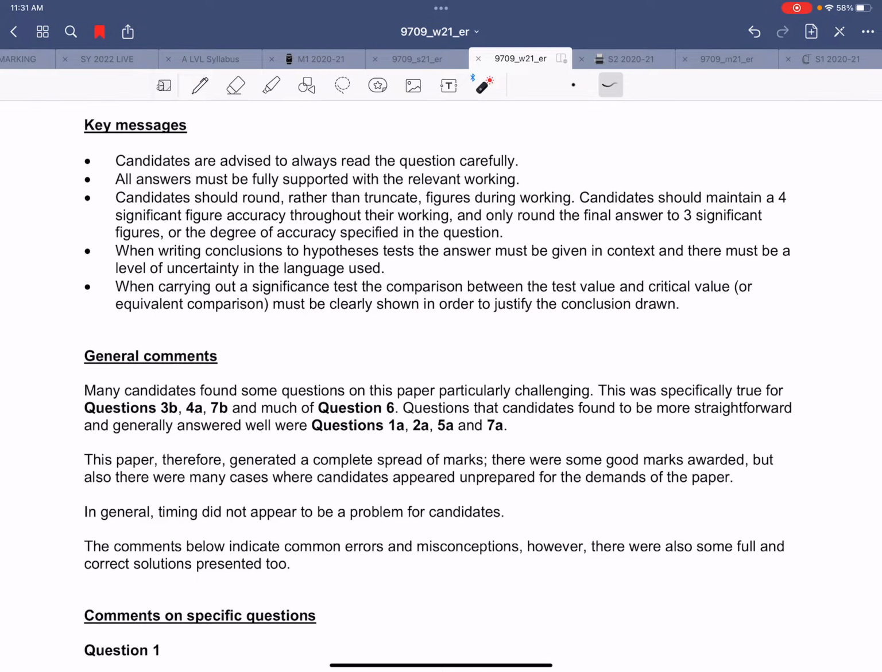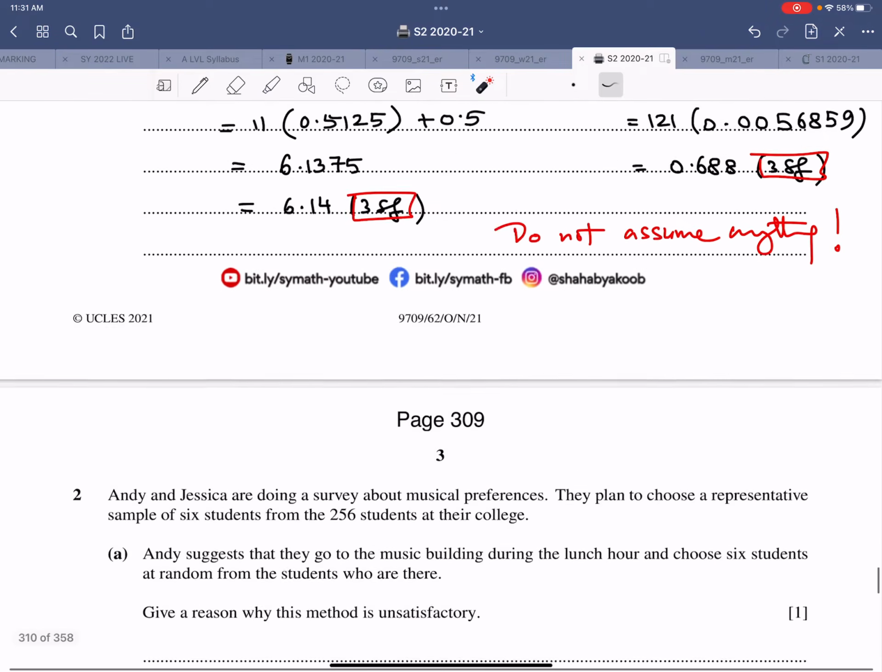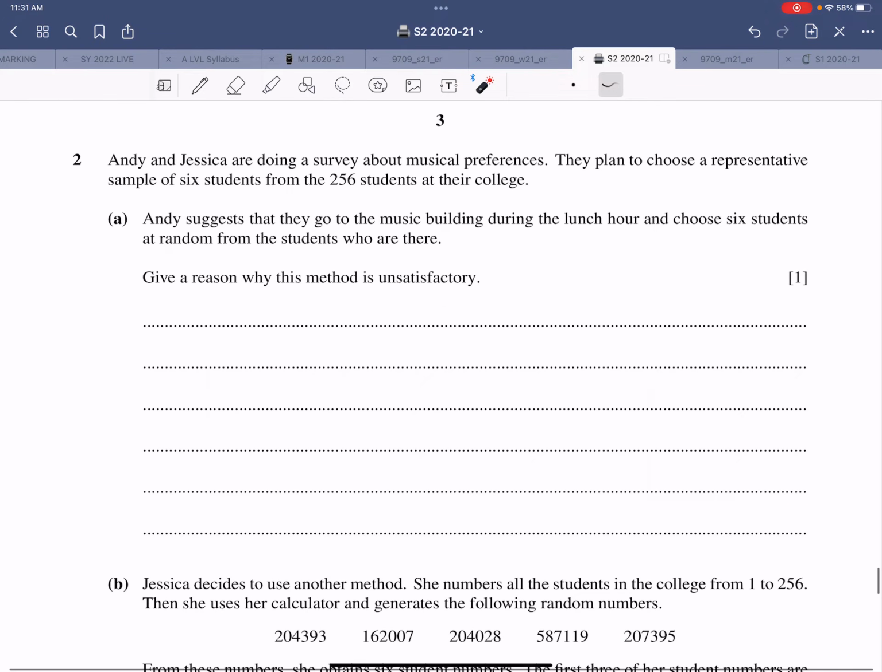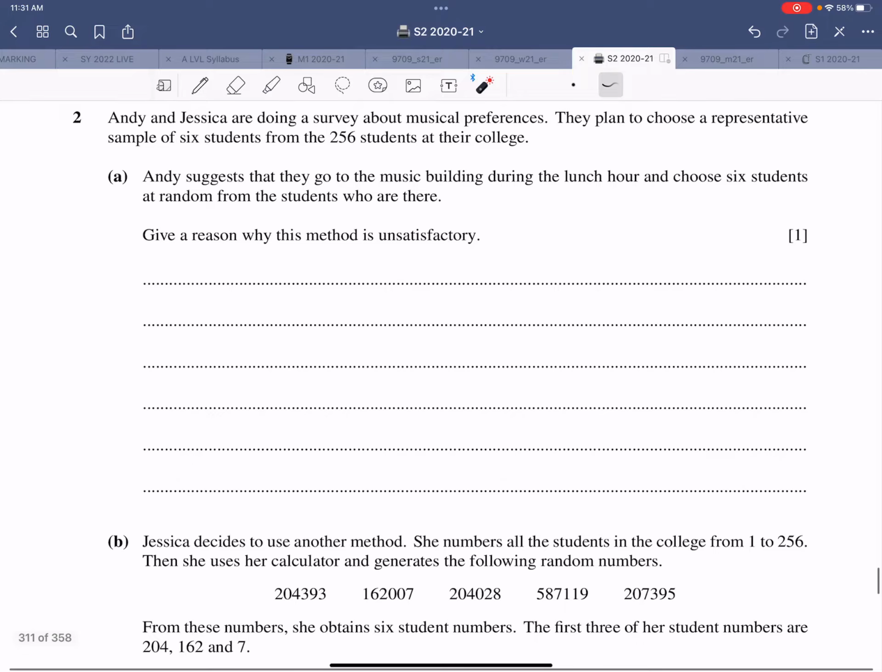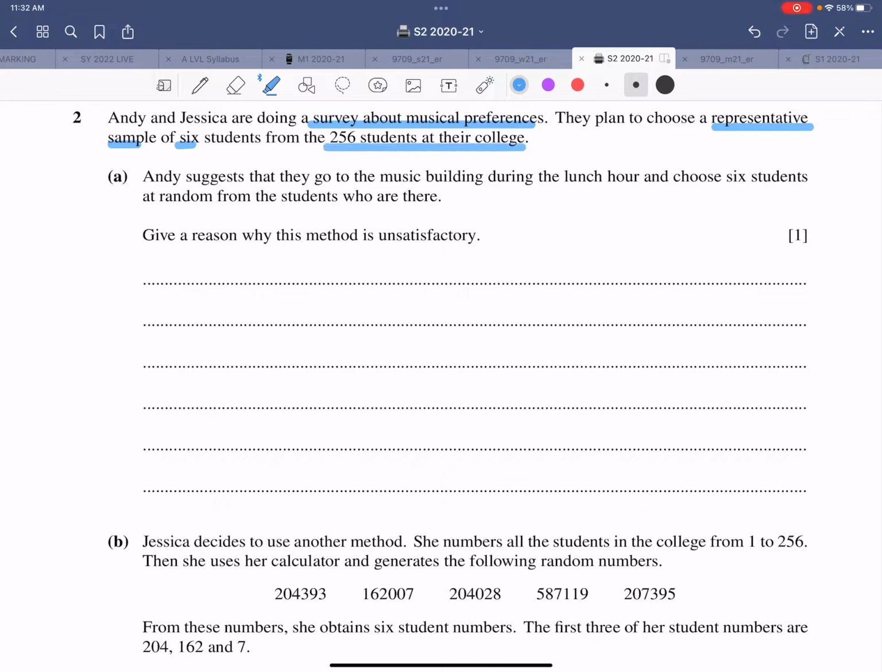So now coming back to this question, it is done. Let's move to the second question. What is the second question all about? It's about two friends, Andy and Jessica, and they are doing a survey about musical preferences. They plan to choose a representative sample of 6 students from the 256 students at the college. So this is about sampling.